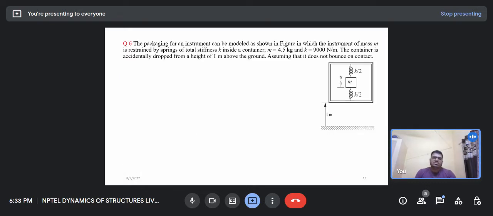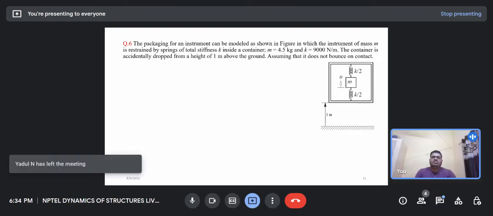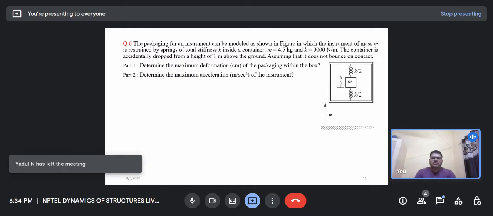This is a packaging related question. If you have ordered some parcel from Amazon or Flipkart, there is some foam or thermocol inside the packaging that works for stiffness or damping, to take the impact from outside if the product is dropped from some height. So from that point of view, we have to calculate two parts.